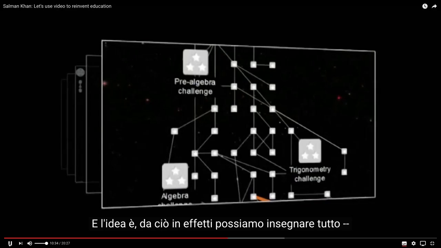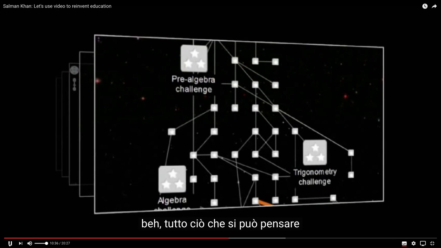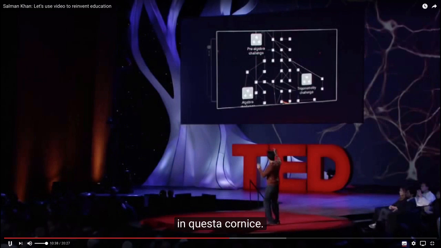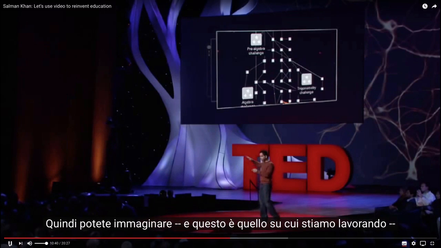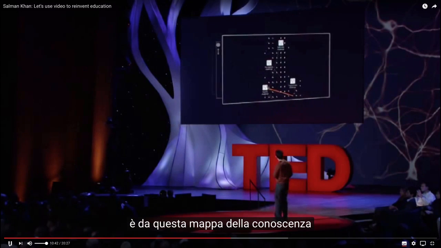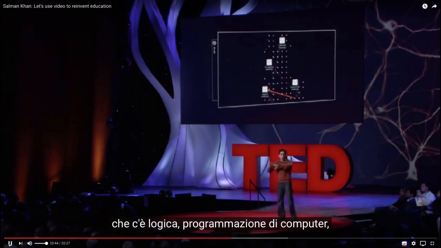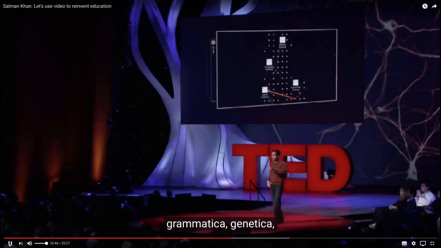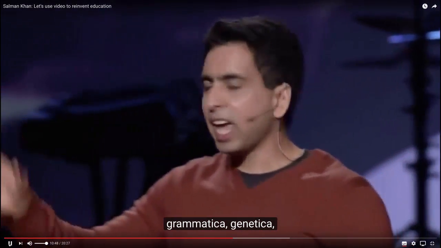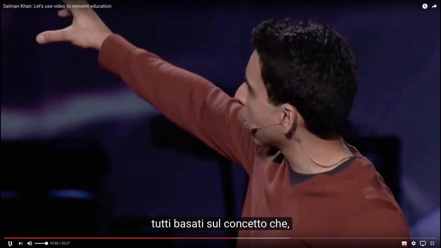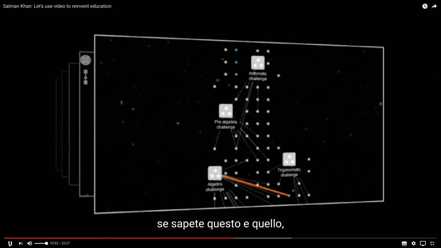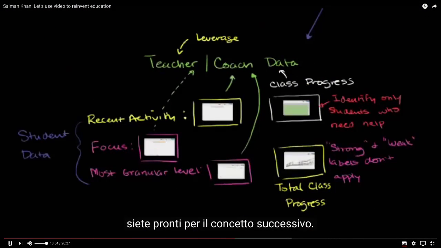And the idea is from this, we can actually teach everything. Well, everything that can be taught in this type of framework. So you can imagine, and this is what we are working on, from this knowledge map, you have logic, you have computer programming, you have grammar, you have genetics, all based off of that core of, okay, if you know this and that, now you're ready for this next concept.